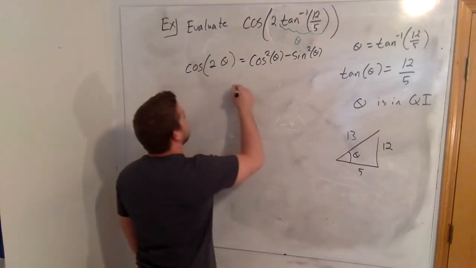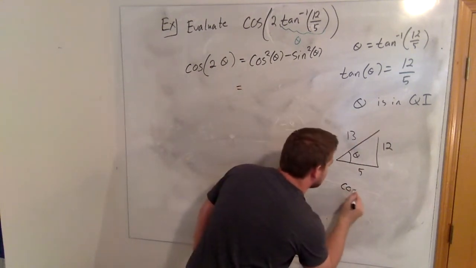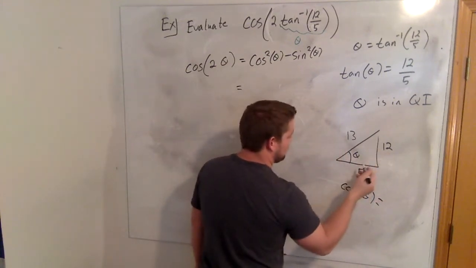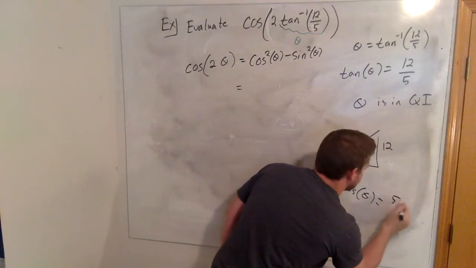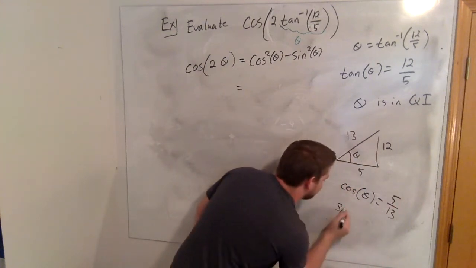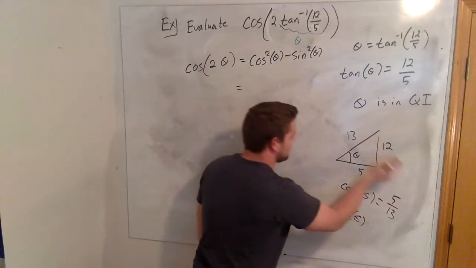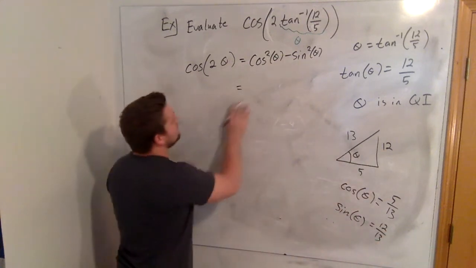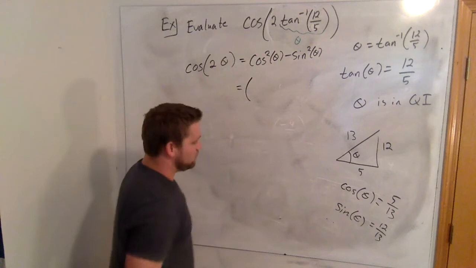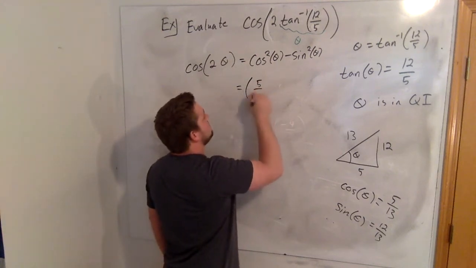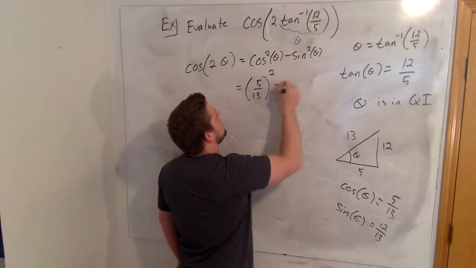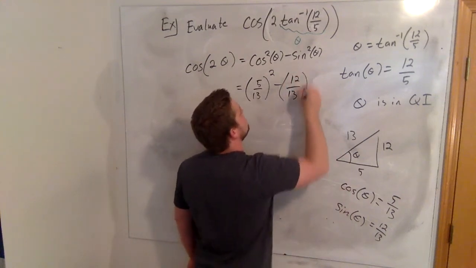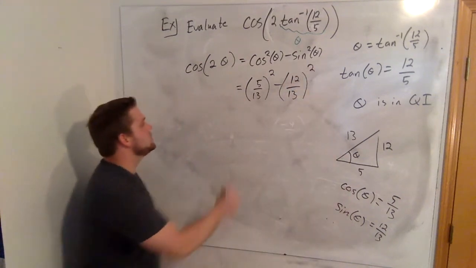Okay, well, I hope you see that cosine of theta is going to be 5/13, and sine of theta is going to be 12/13. So what are we going to get here? We're going to get 5/13 squared minus 12/13 squared. Let's see what we get.